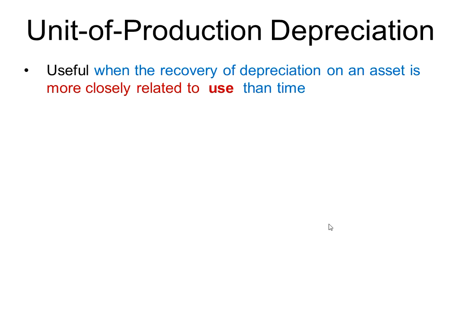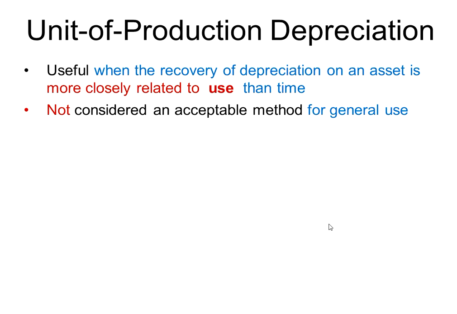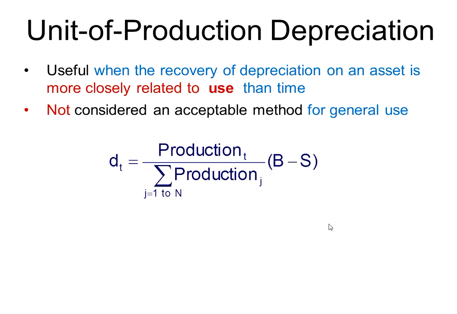Now let's talk about the unit of production depreciation. There is a different method that could be used, and it's useful when the recovery of depreciation on an asset is more closely related to the use than the time. So it depends on how much the asset is being used rather than for how long we have used it. This depreciation is not considered an acceptable method for general use. But sometimes this unit of production depreciation can be used in books.